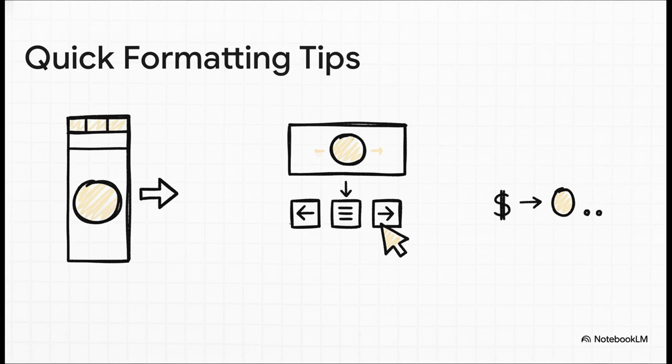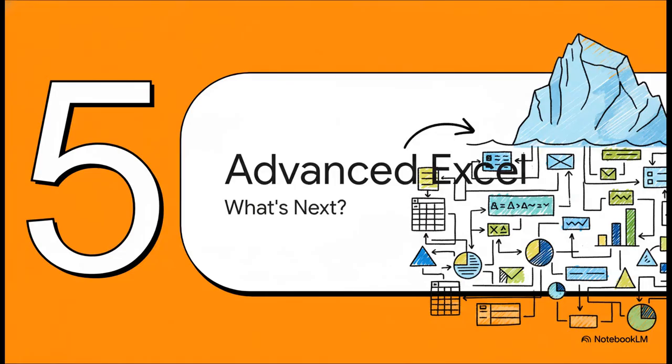Second, if you want to center your titles, just use the alignment buttons on the Home tab. And third, to make your numbers actually look like money, use the number format box to add a currency symbol. I'm telling you, these tiny little tweaks make a huge difference. So, look at that. You basically got the basics down. You can enter data, you can write formulas, and you can make it all look great.